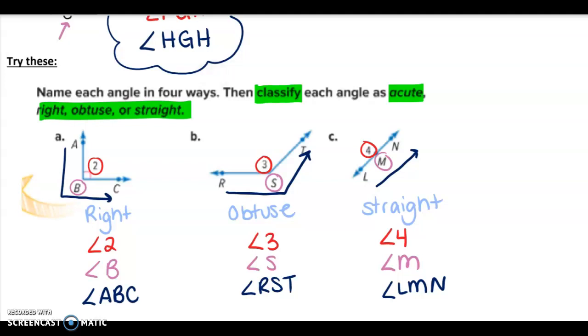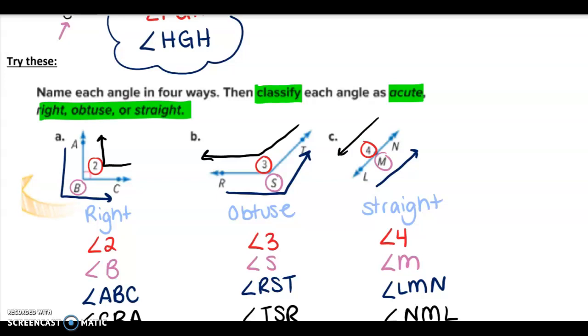We'll just do black for that one, and we can go the other way. So that would be C to B to A, so angle CBA, and then T to S to R, so angle TSR. See how it's just backwards there? RST, TSR, it is backwards. And then going the other way, that'd be angle NML.